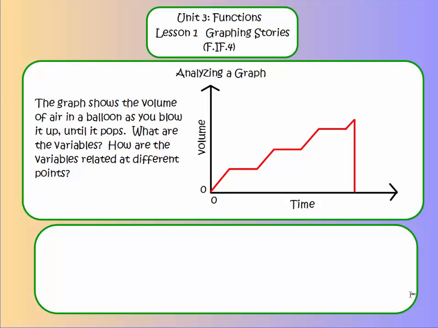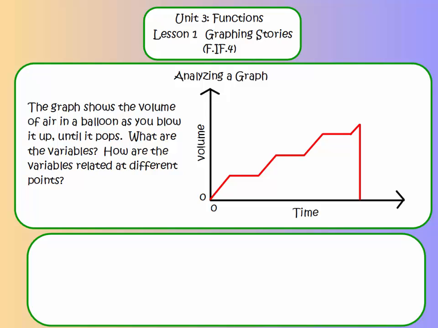So, for example, if we just want to analyze this first graph here, this shows the volume of air in a balloon as you blow it up until it pops. So we want to determine what the variables are and how the variables are related at different points. So let's take a look at this and try to make sense of and translate what's going on in this picture. First thing that we notice is down here is time, and over here says volume.